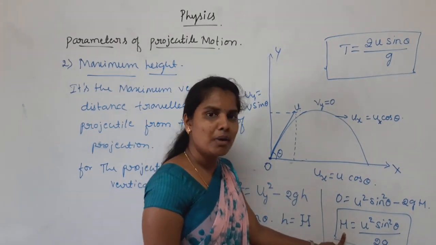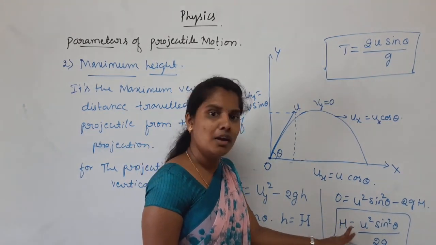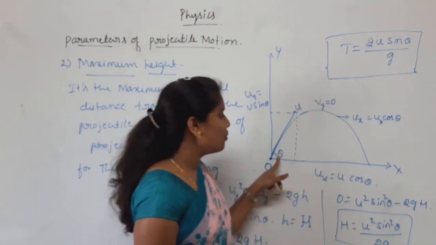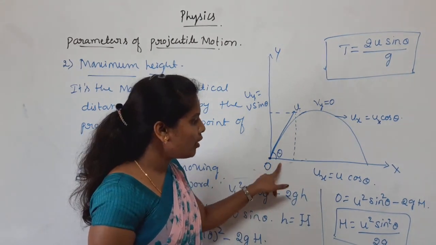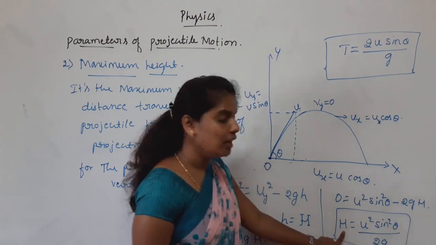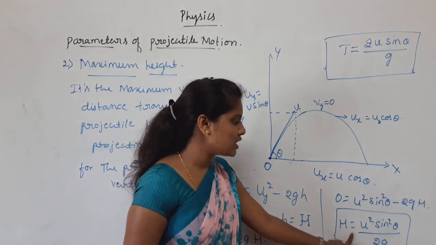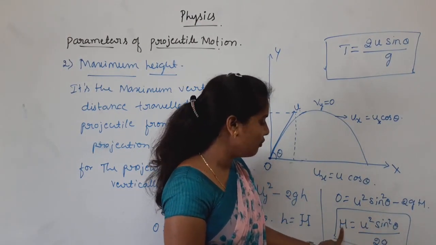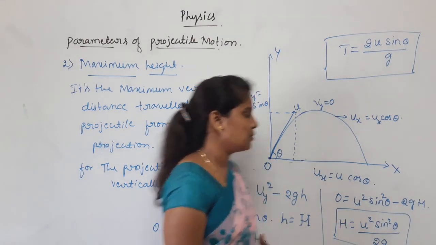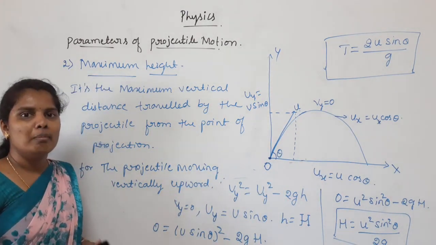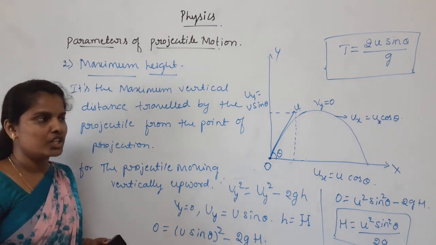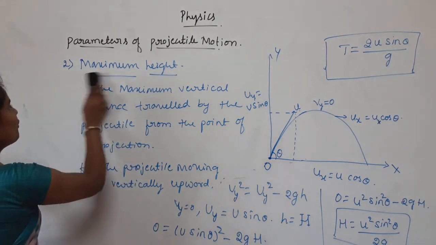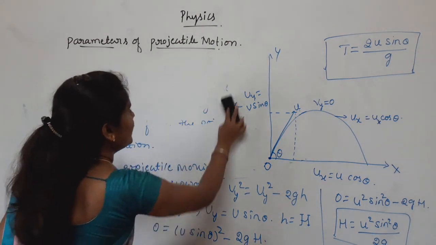Here the height is maximum when theta, which represents the angle of projection, is 90. When the angle of projection is 90, then only the maximum height is maximum. H is maximum when theta is 90, since sin 90 is 1. This is regarding the maximum height of a projectile motion. This is the second parameter of a projectile motion. And next we move on to the third one, that is horizontal range.